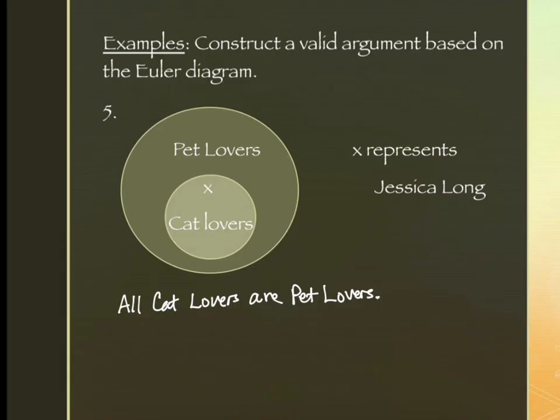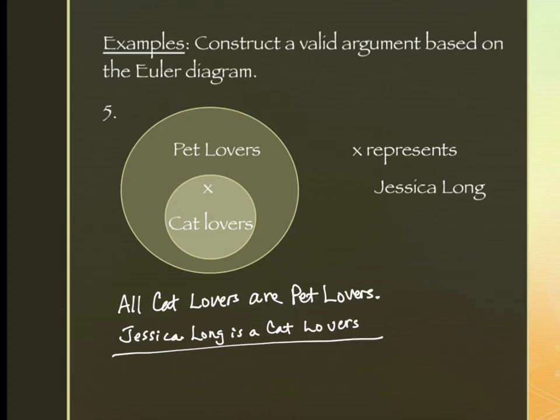Okay. The next thing we're going to do is talk about the X in the picture, right? That X on the side over here says that it represents Jessica Long. So what is a statement that you could make about the X? Yes. Jessica Long is a cat lover. So what is a valid conclusion based on this structure? Right. Jessica Long is a pet lover.